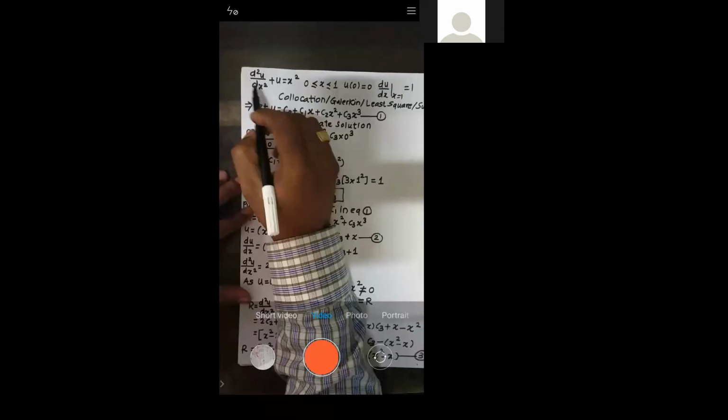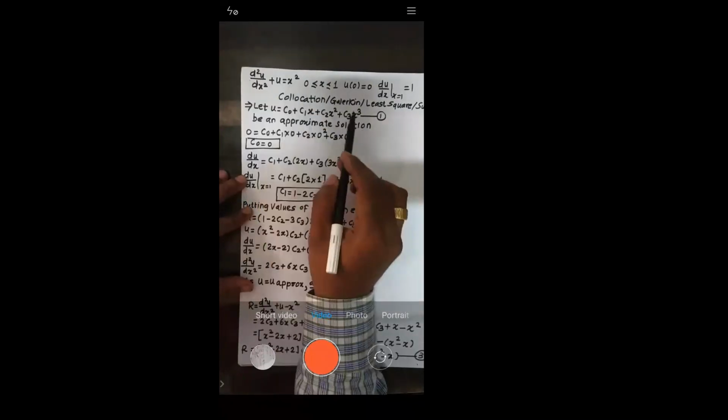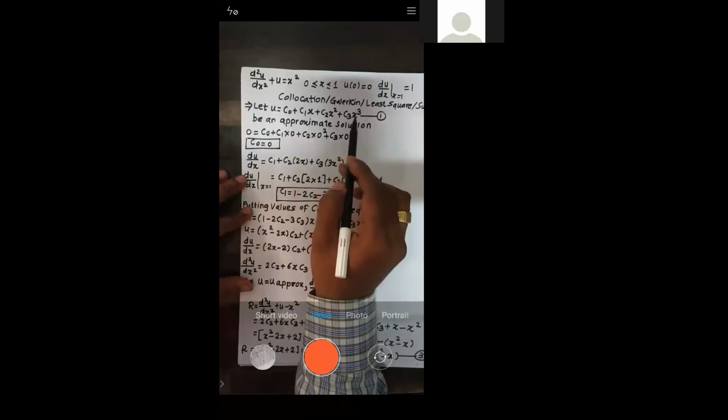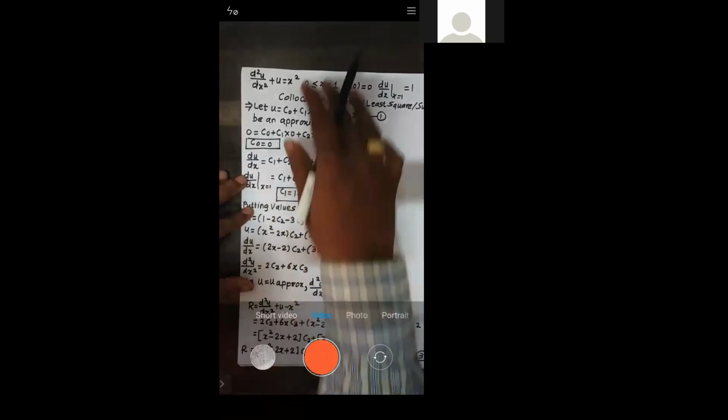See, just see the same numerical which we have solved in the previous lecture by collocation method. What is the power here? 2. What is the power of x in the approximate solution? 2 plus 1 is equal to 3, right? So this is all about collocation. You follow the certain procedure, you got the answer, right?